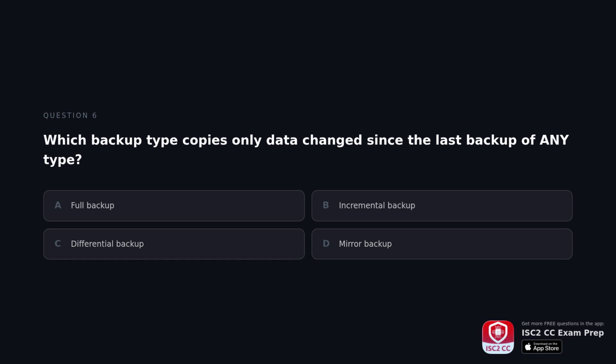Which backup type copies only data changed since the last backup of any type? A. Full backup, B. incremental backup, C. differential backup, D. mirror backup.